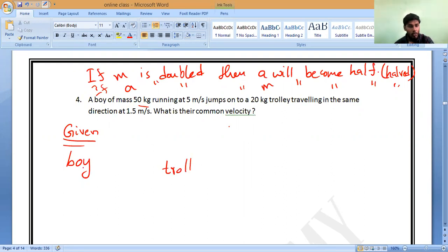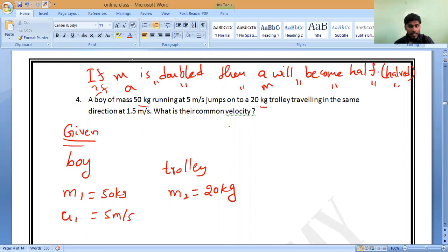Sir, M1, what is my mass? M1 is equal to 50 kilograms. What is the velocity? U1 is equal to 5 meters per second. In the same way, trolley M2 is equal to 20 kilograms, traveling in the same direction. What is the velocity? U2 is equal to 1.5 meters per second.